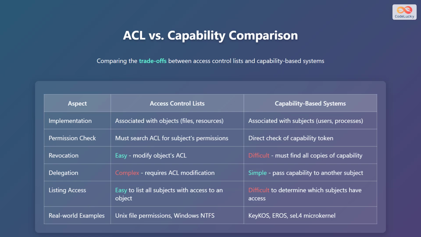Listing access is easy with ACLs. Listing all subjects with access to an object is straightforward, but it's difficult with capabilities to determine which subjects have access. Real-world examples of ACLs are Unix file permissions and Windows NTFS. Capability-based systems include KeyKOS, EROS, and seL4 microkernel.